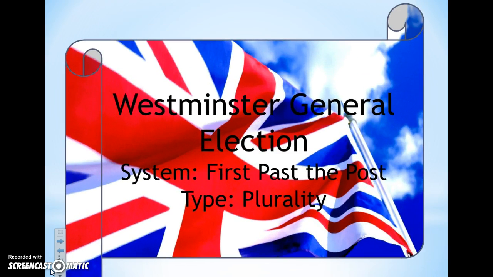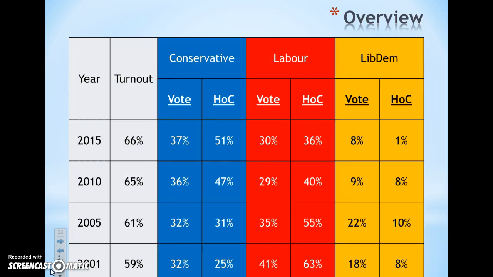Right. Now, as I said, this is the Westminster electoral system. It's first past the post system. We call it a plurality system because whoever wins the most votes wins. Doesn't matter whether they win by 1, 2,000 or 20,000. If you win the most votes, you are returned. So here we go again.